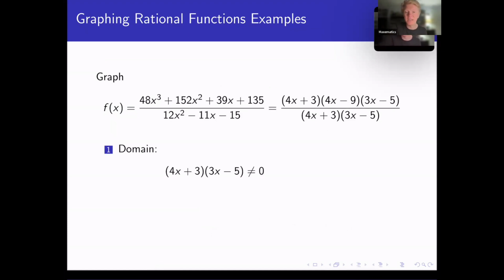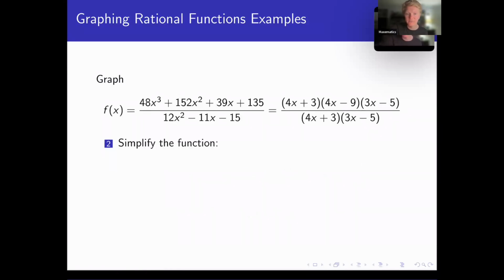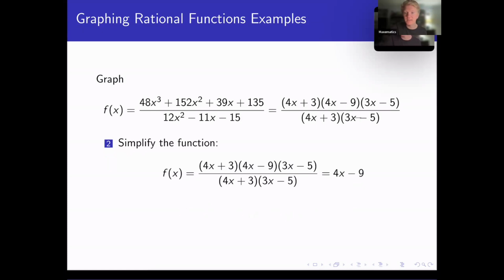So step 1, find the domain, set the denominator equal to 0. So we get negative 3/4 and 5/3. So that is everything to the left of negative 3/4, everything between negative 3/4 and 5/3, and everything to the right of 5/3. Simplifying the function, well, notice 4x plus 3 goes away, 3x minus 5 goes away, so we get 4x minus 9, and this is going to be a lot easier to deal with than some of the other stuff we've had to work with.